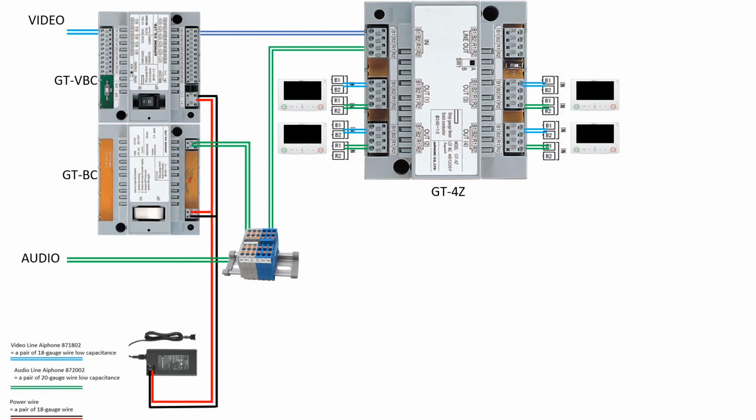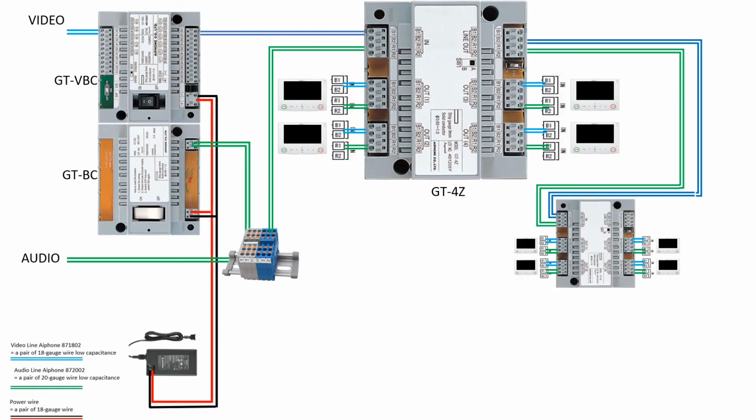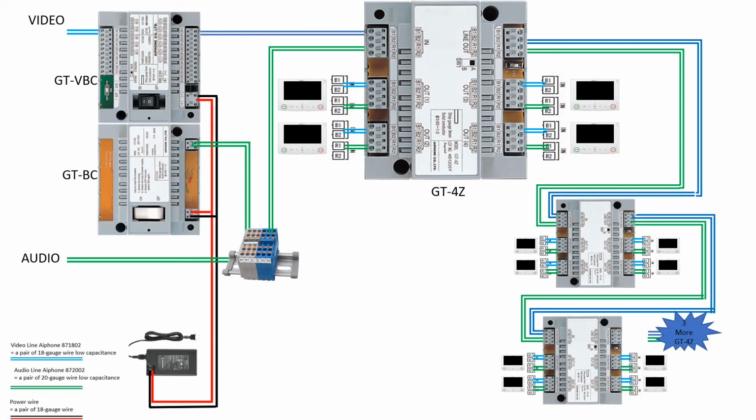Now, utilizing the line output on the GT4Z, you can add another GT4Z and 4 more apartments. You can repeat this process 5 more times to complete your trunk line. Remember, you can't have more than 25 apartments on an individual trunk line.